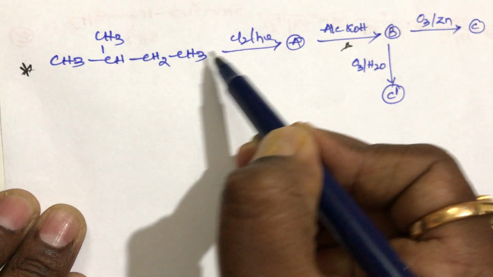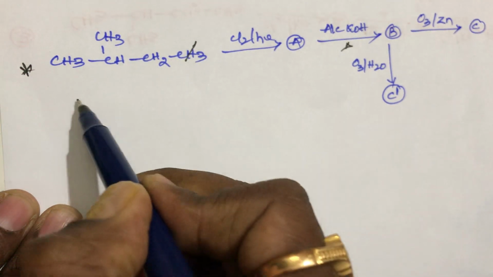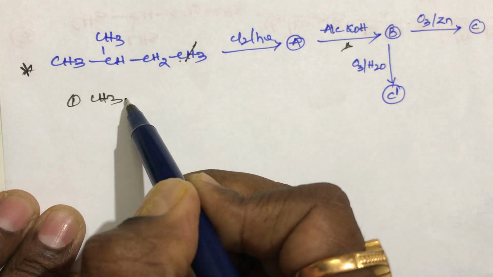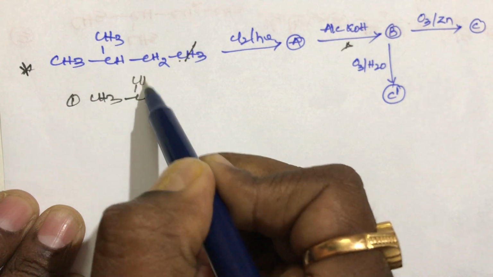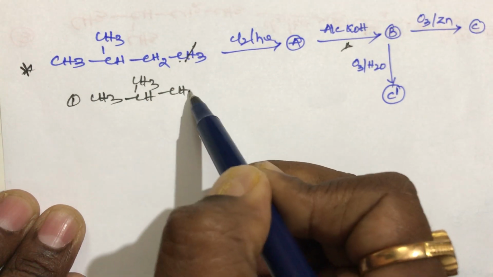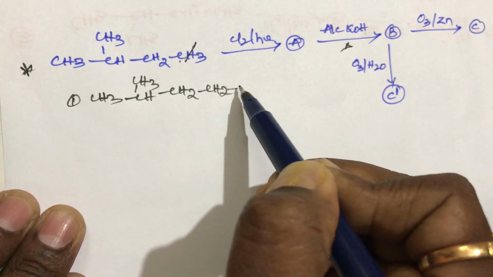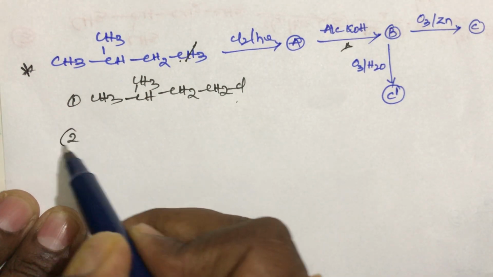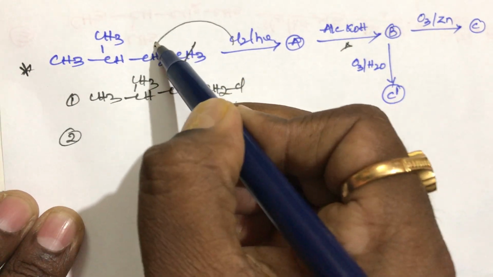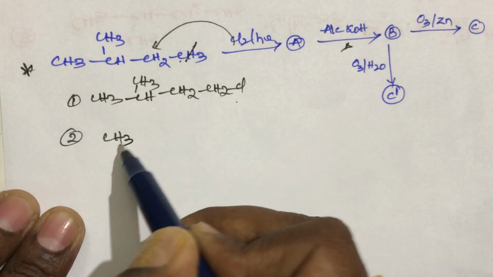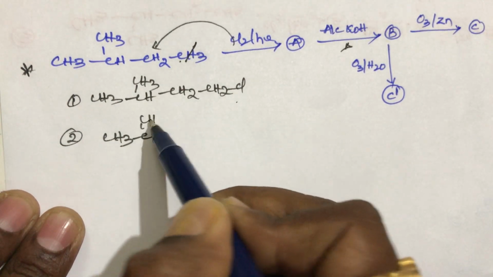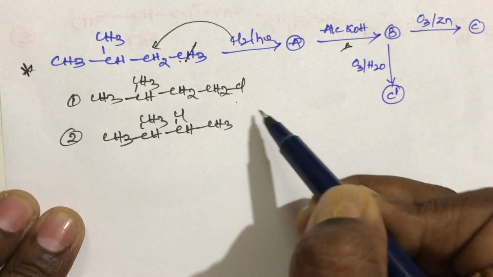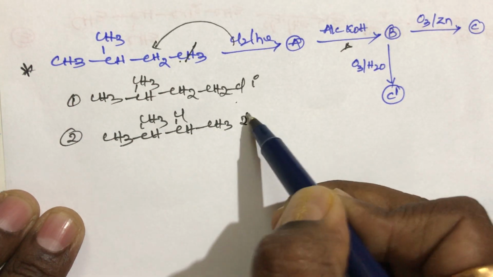That is, chlorine will attack the first position here. In the first product, hydrogen is replaced by chlorine: CH3, then CH3, then CH2, then CH2. This is a primary alkyl halide, the first product. For the second product, chlorine will attack this position: CH3, then CH, then CH3, then CHCl, then CH3. It is a primary alkyl halide, and this is a secondary alkyl halide.